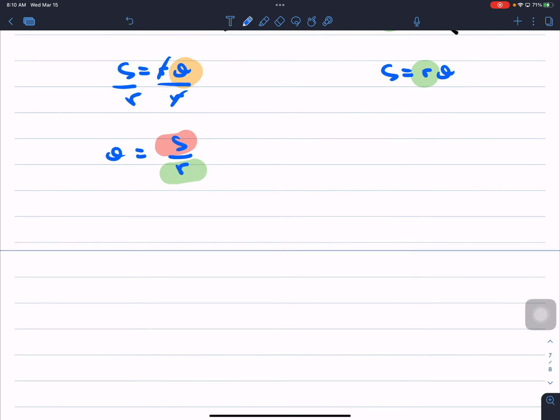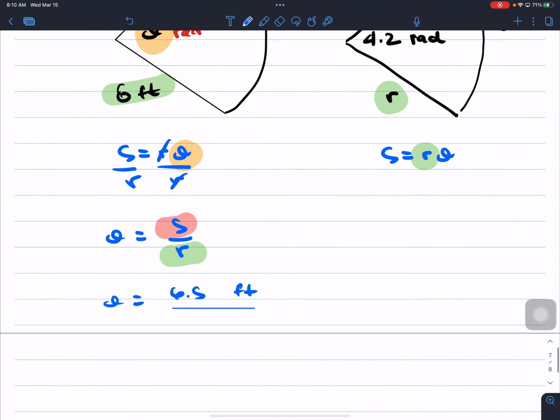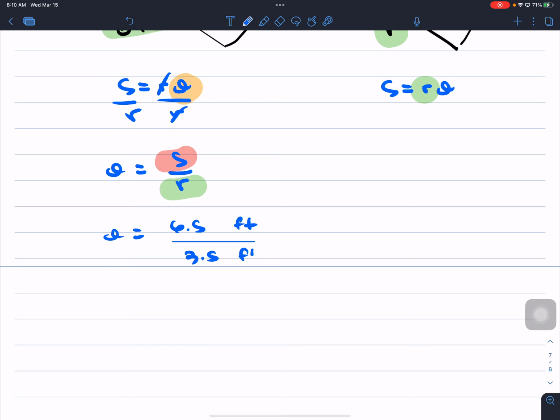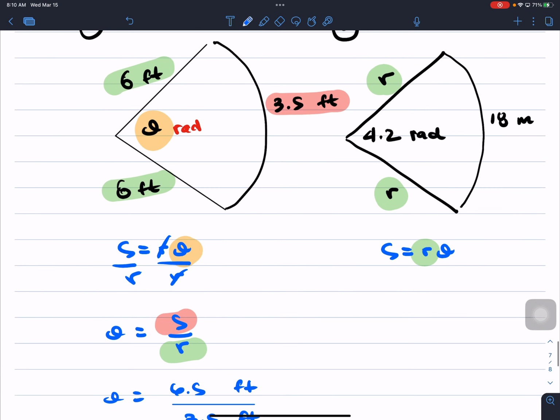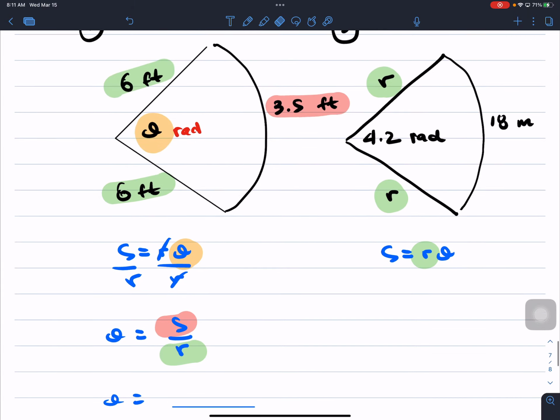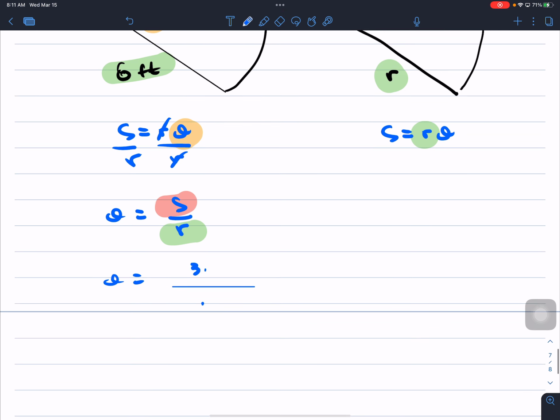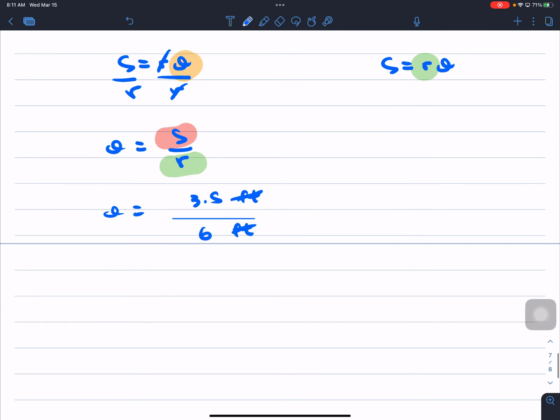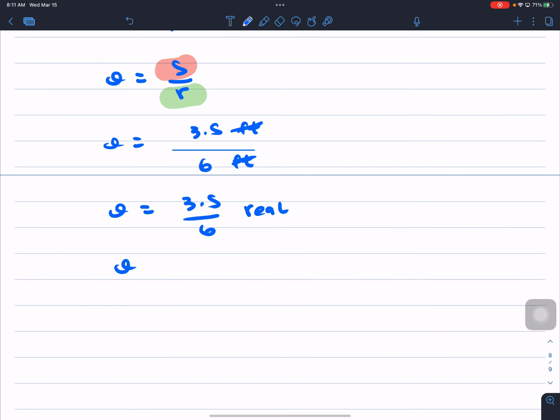So here's what we get. 3.5 feet divided by what? Sorry, we have it backwards. Let's make sure our dyslexia doesn't kick in. Is that right? 3.5 feet over 6 feet. Cancel. What is theta going to be? 3.5 over 6. What are the units if there's no units? That's a real number. So in other words, this is going to be in radians. Is that true?